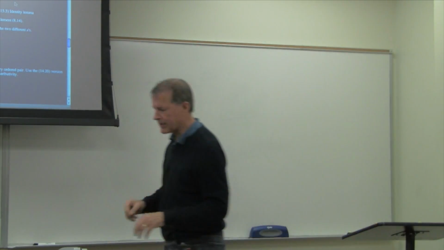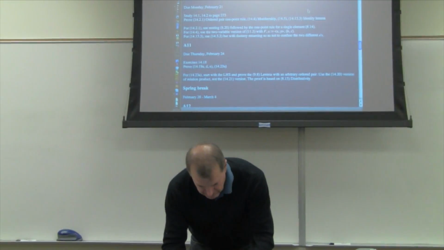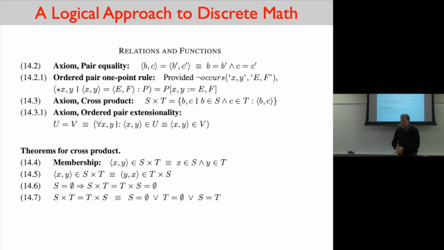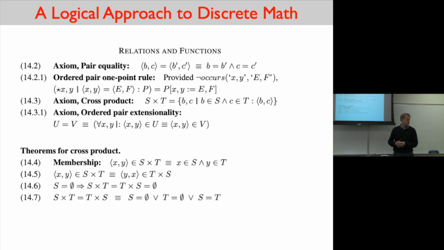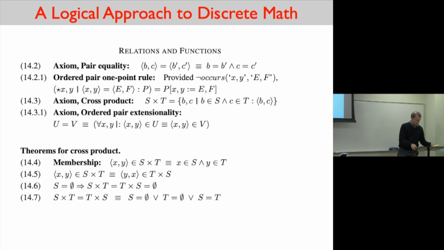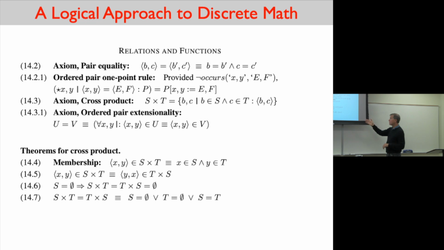Here, let's bring up the theorems that you're supposed to prove. Okay. Now let me see which one. Let's take them in order. What was the first one that you had a question on? 14.4. So we're trying to prove 14.4 membership. Okay. Now, yeah, let's take a look at 14.4.